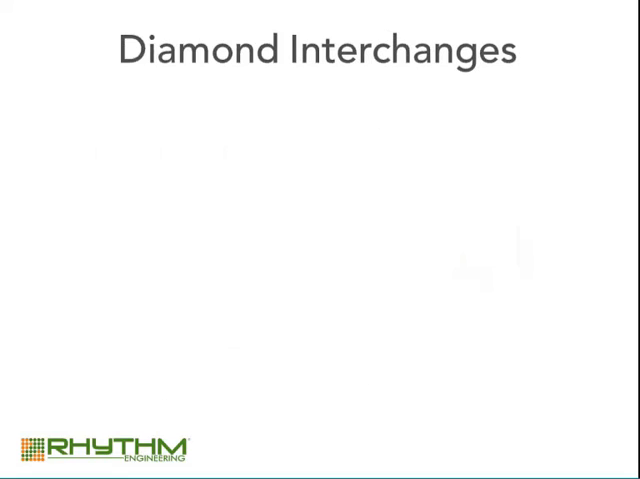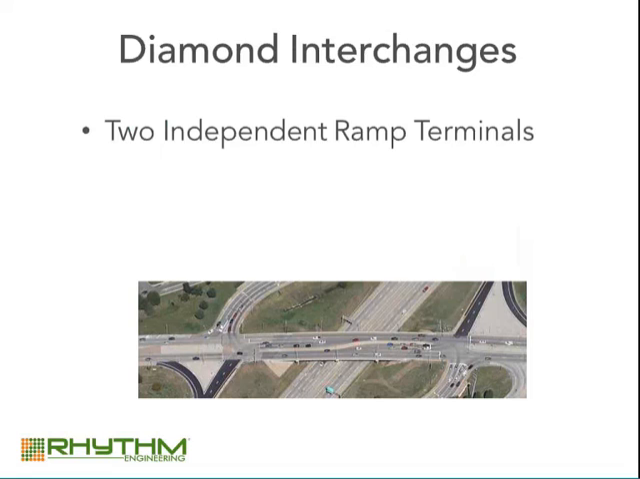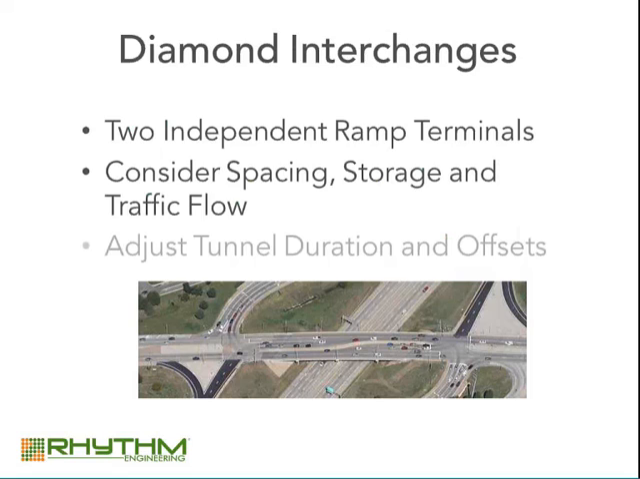The first type of diamond interchange we will explore consists of two independent operating ramp terminals. It is critical to consider ramp spacing, lane storage, and traffic flow. You may need to adjust local tunnel durations and local tunnel offsets to accomplish integrating the interchange into the larger InSync corridor.